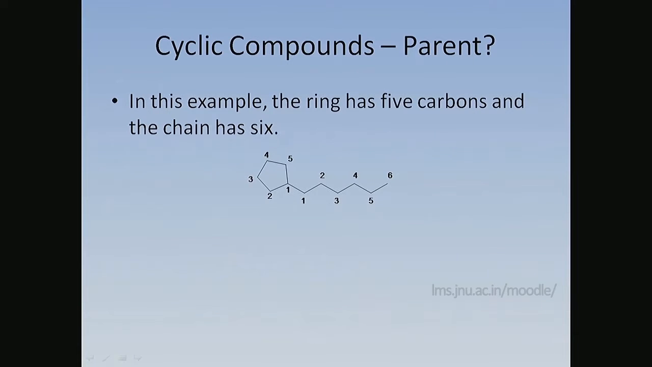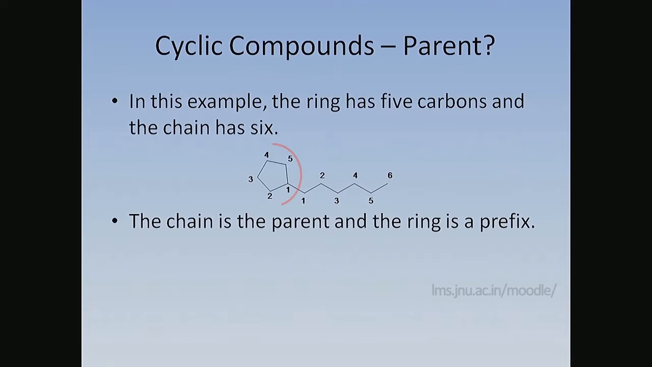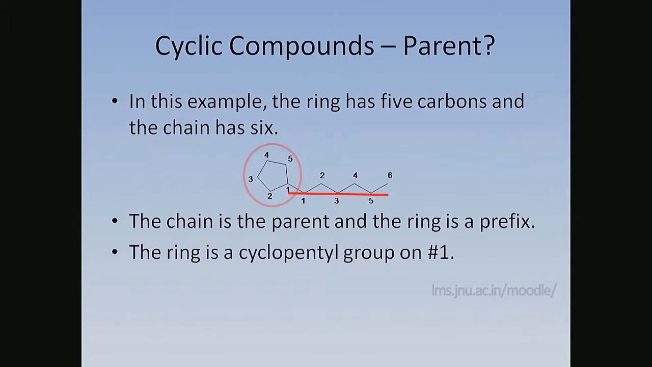Let us take this compound. We have a cyclic system and a side chain, so these two are there. If you look at the cyclic structure, it has 5 carbons. The side chain has 6 carbons. So obviously this ring is a cyclopentyl ring and the parent is the 6 carbon hexane unit. So this is a cyclopentyl substituted hexane. So 1-cyclopentyl hexane is its name.